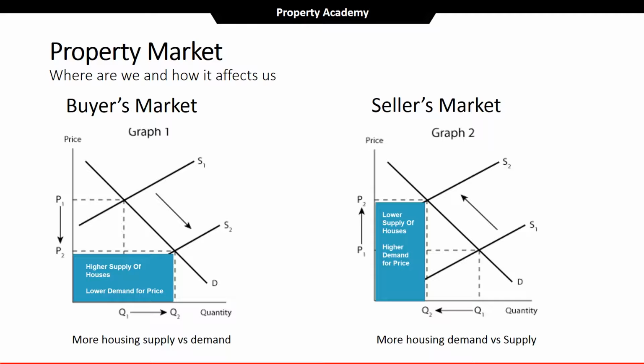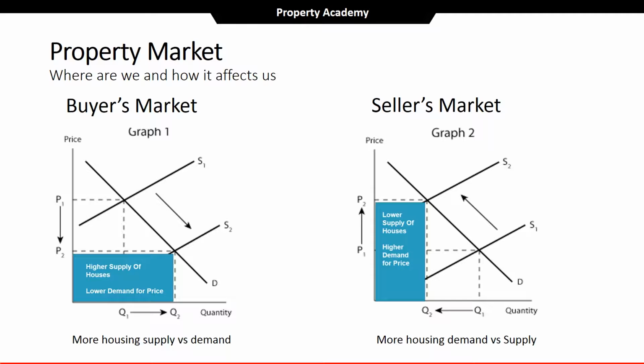Right, and we've covered the sales and purchase both privately and through auction as well, and we've covered it enough in detail so that you can actually start going out and putting offers on properties with that conditional clause as well. Now, what we're going to be talking about next is the property market, where we are now, and how it actually affects us.